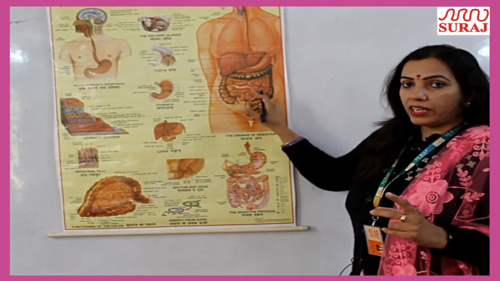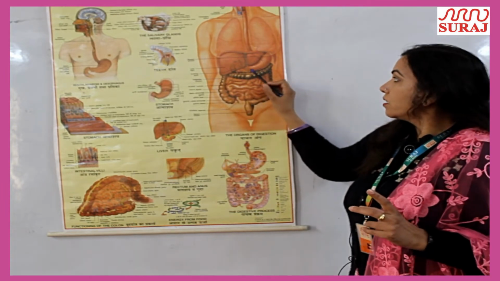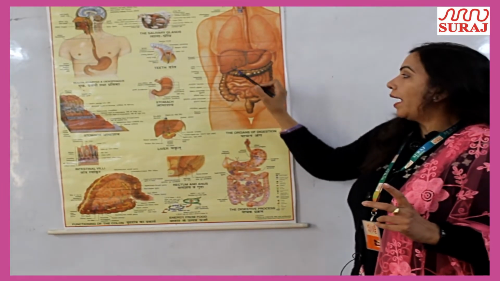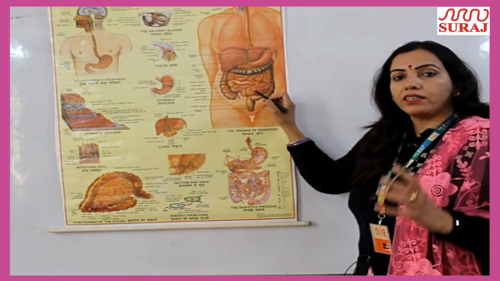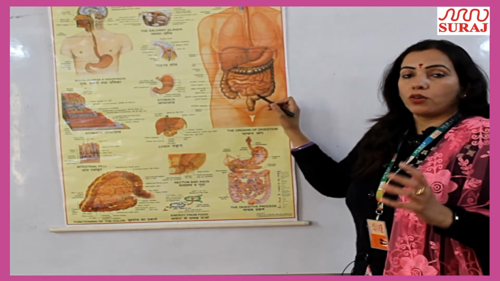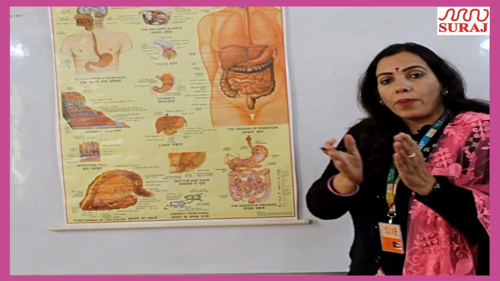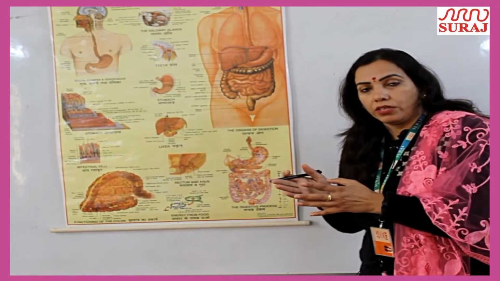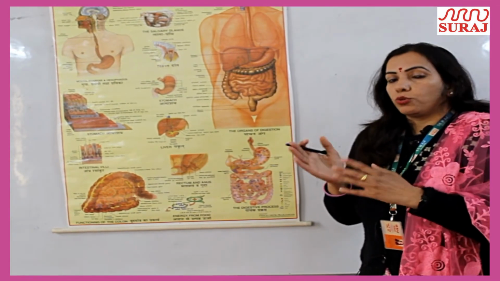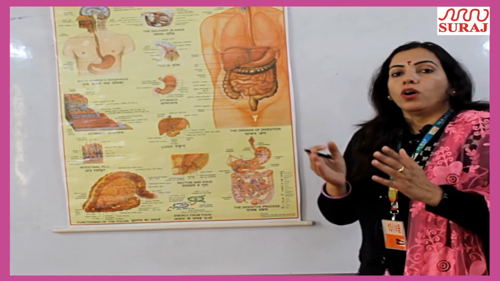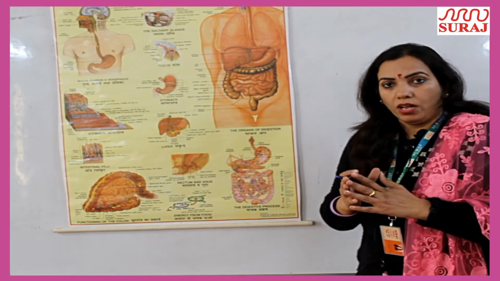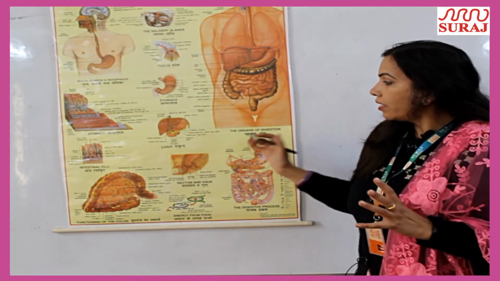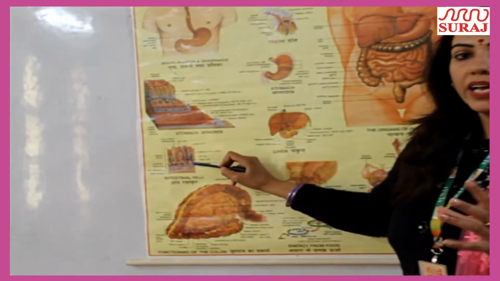One is the pancreatic juice coming from the pancreas, next is the bile juice coming from the liver, and the third one is the intestinal juice which is secreted by the small linings of the intestine. All these juices work together and break down the complex substances in the food into simpler ones. Starch is converted into sugars, proteins are converted into amino acids, and fats are converted into fatty acids and glycerol.